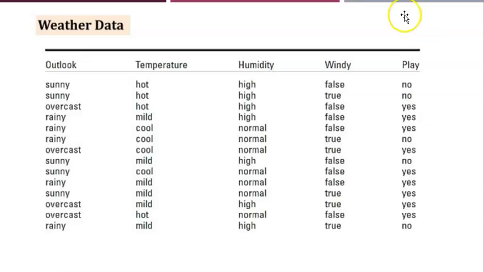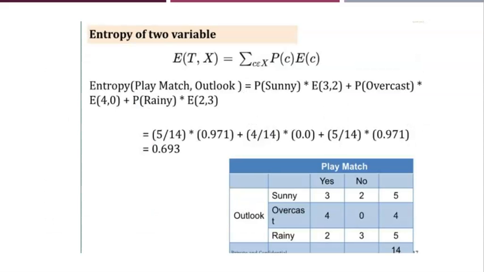For outlook and play, let's see in sunny, how many yes, how many no. Likewise, in overcast, how many yes, how many no. In rainy, how many yes, how many no. Please pause the video and note it down on a piece of paper. Do the calculation simultaneously so that you can understand it. Once we get the counts, let us go ahead with the calculation, right? So play, match and outlook, correct?